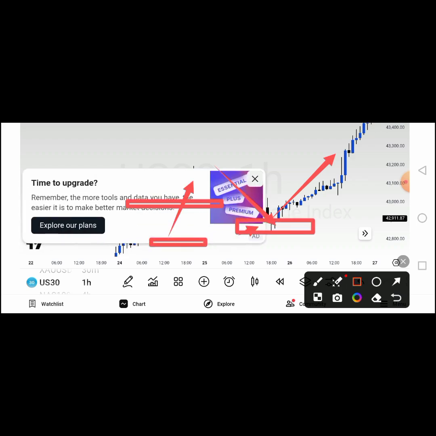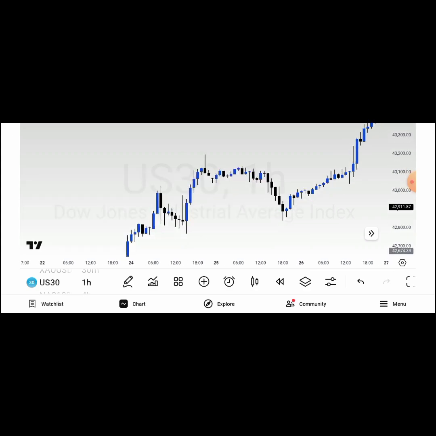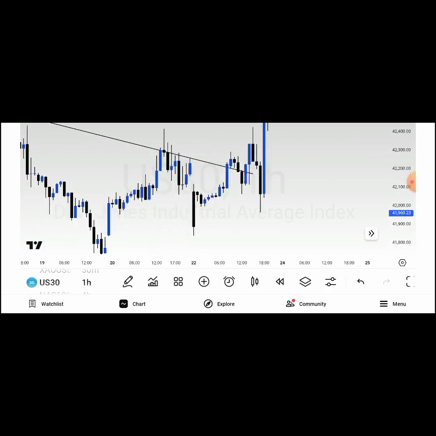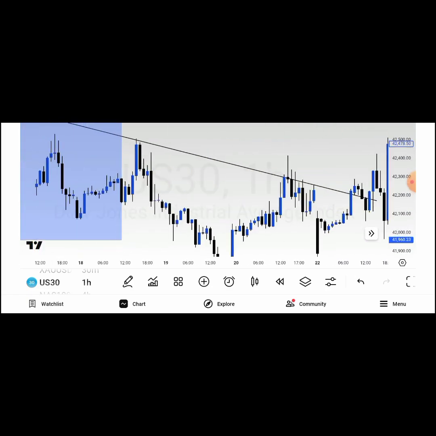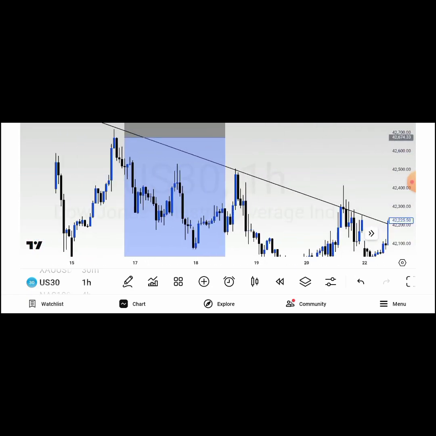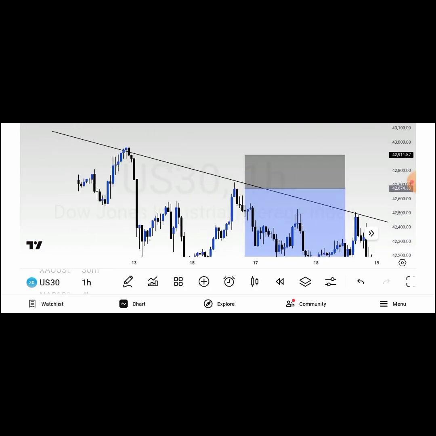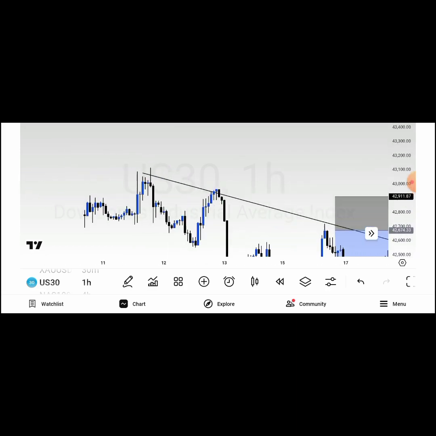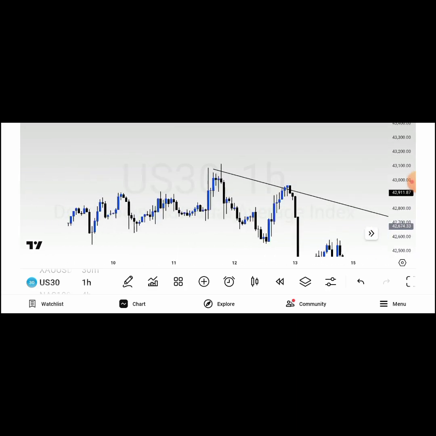So you should go to your chart and play with it. Try to look for support and resistance zones. Support and resistance zones. All right, support and resistance zones. Just play with it. So you can see.